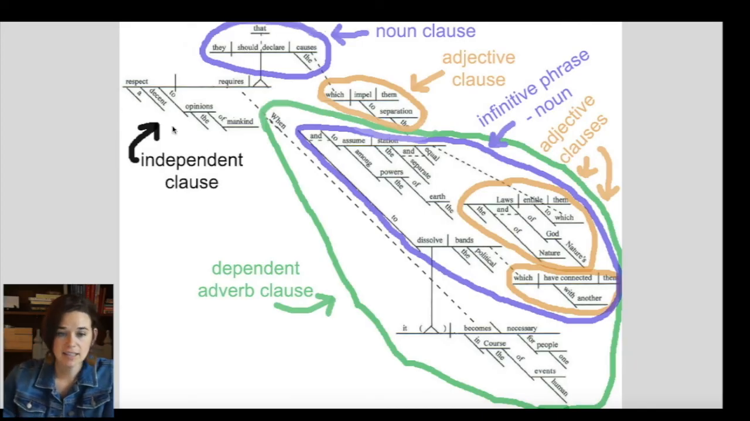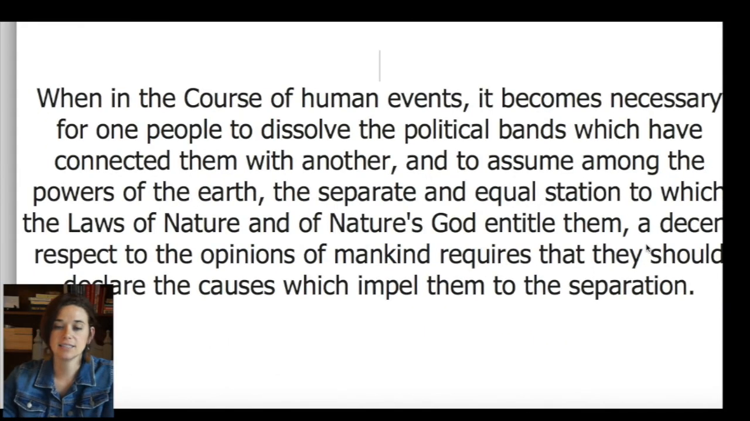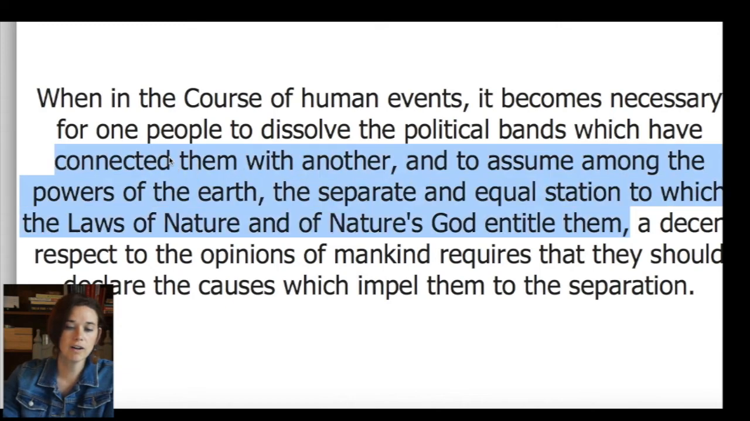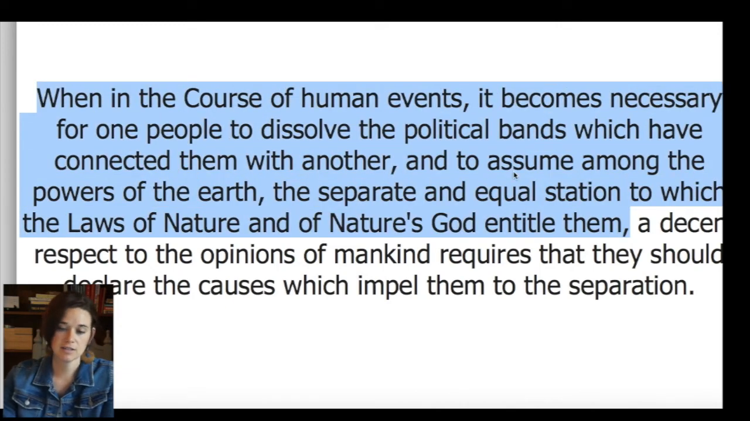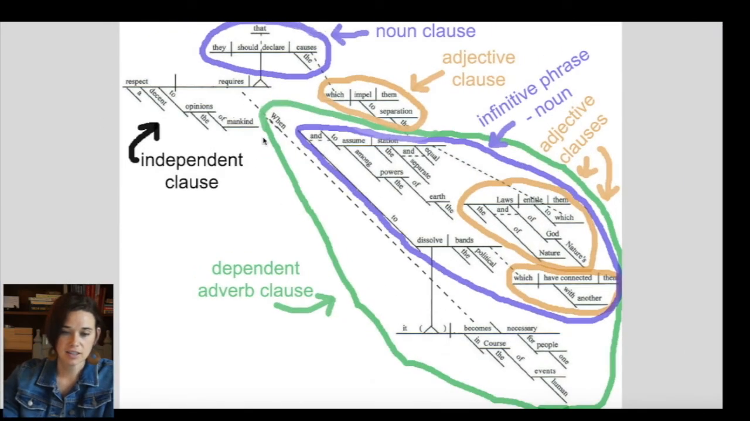Now, this is the main idea in the sentence, but isn't it interesting? When we look at the sentence, you can see that that part, the independent clause, doesn't even start until right here. It's the last part of the sentence. This whole part right here, when in the course of human events, all the way to entitle them, is actually this part here. It's the part in green. And this is a dependent adverb clause.